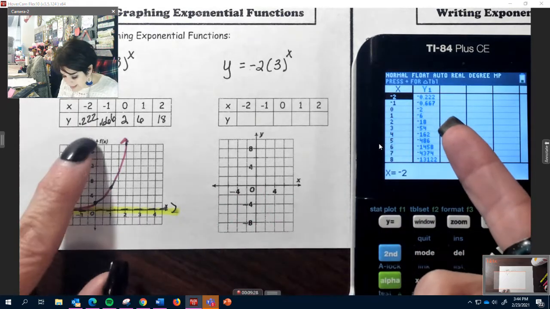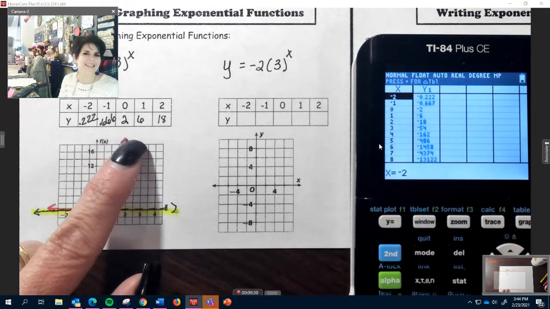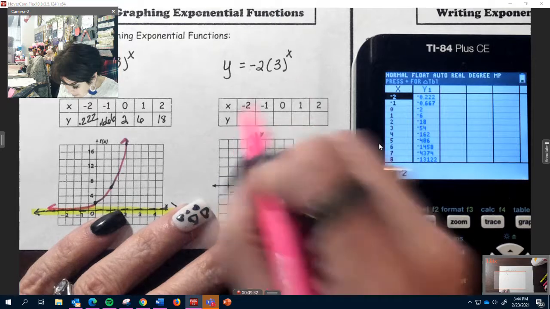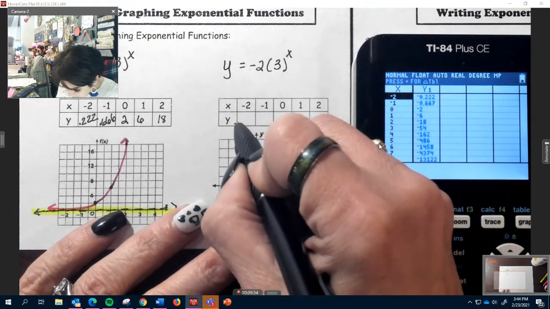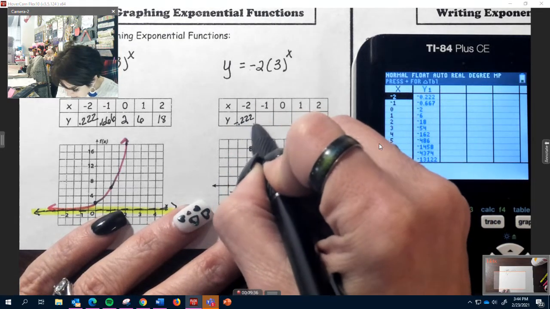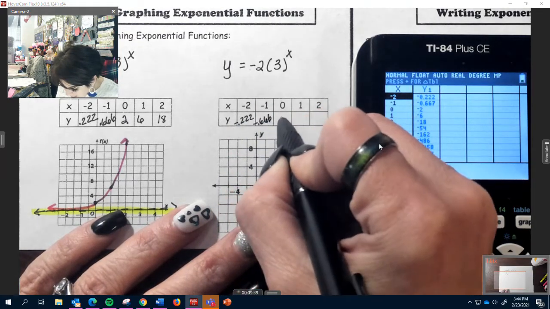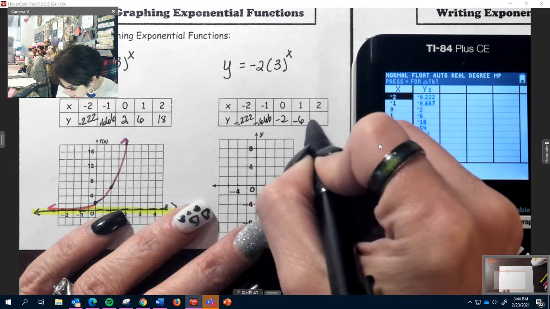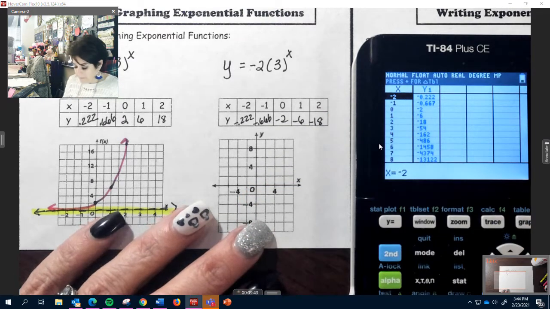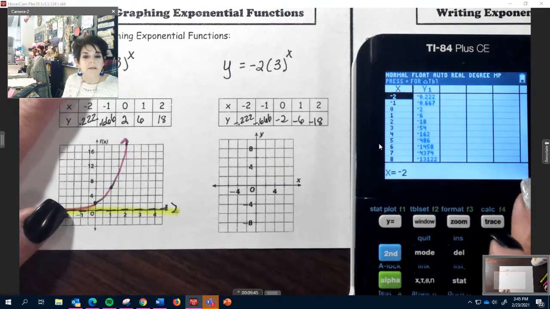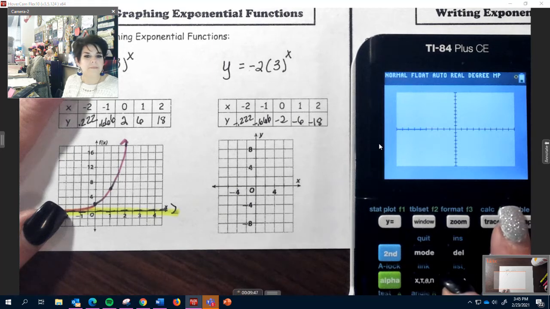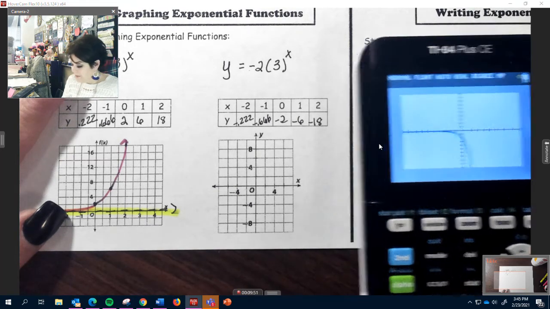And you might notice it's the exact same thing. It just has negatives. So just copy those over. Negative 0.222, negative 0.666, negative 2, negative 6, and negative 18. All right. I'm going to graph it. We can just see it. Oh, look, there it is. There it goes down. All right.